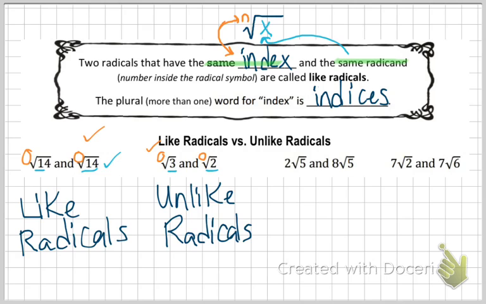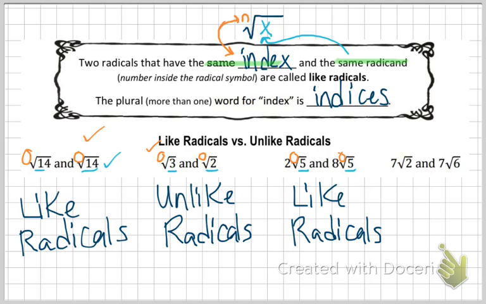Next problem we have 2 square root of 5 and 8 square root of 5. If we look here, same index. There should be an invisible 2 there. Same radicand. You're probably thinking, yes, miss, but it has an 8 and this one has a 2. Those are coefficients, and that's okay. These are still like radicals.